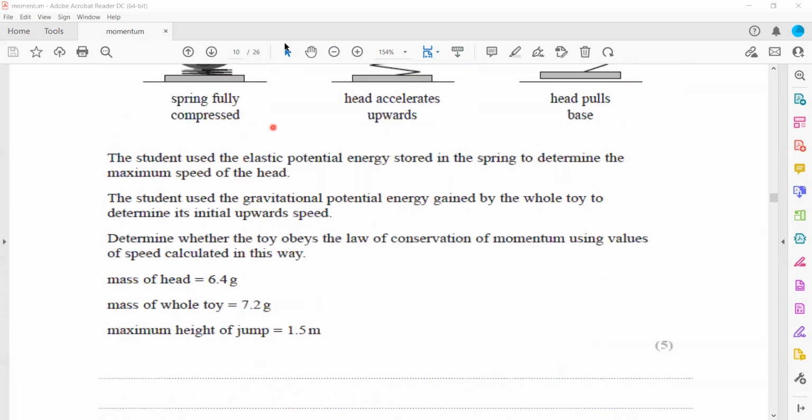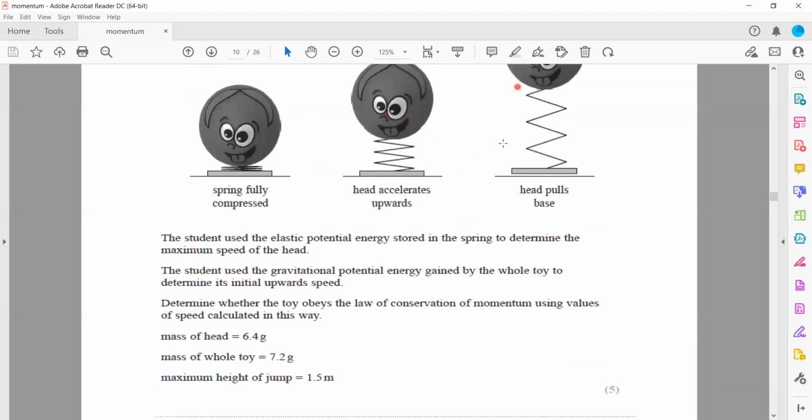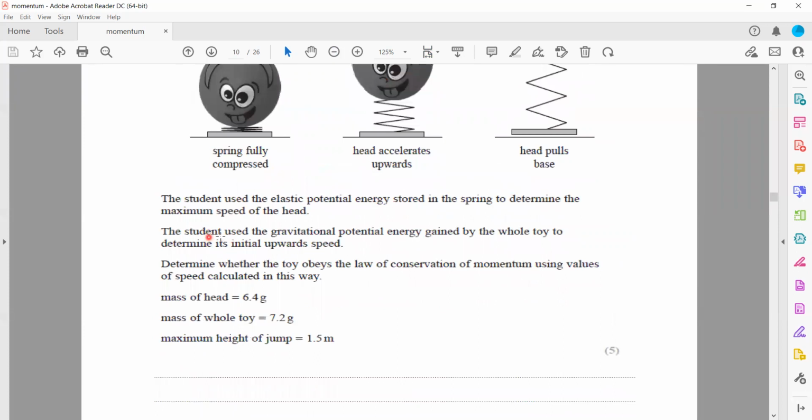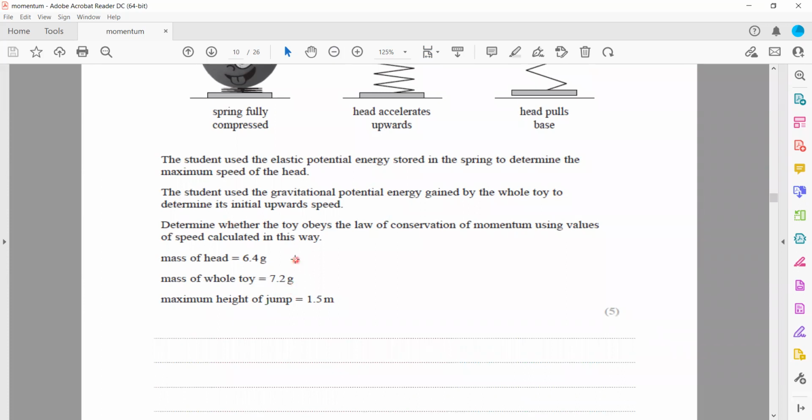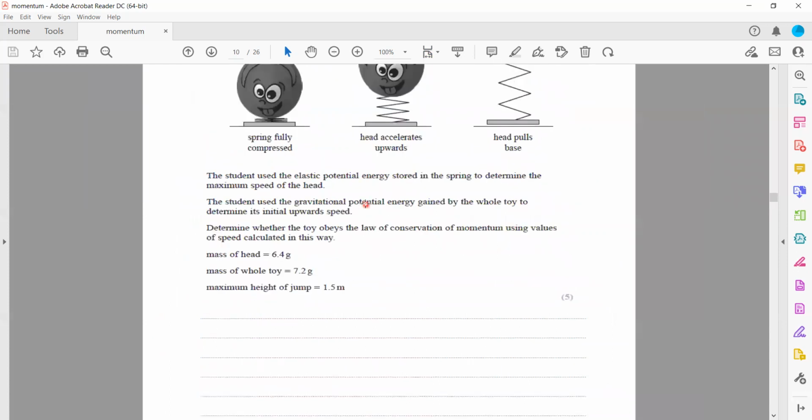The student used the elastic potential energy, or elastic strain energy, stored in the spring to determine the maximum speed of the head, at what speed it will move. The student used the gravitational potential energy gained by the whole toy to determine the initial speed. Determine whether the toy obeys the law of conservation of momentum using the values of speed calculated in this way. The mass of the head is 6.4, the mass of the whole toy is 7.2, that is in grams, and the maximum height jumped is 1.5 meter.